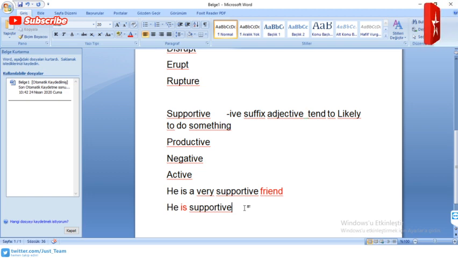We can use it also in a continuous tense, such as he is being supportive. The continuous tense there, of course, shows that this action is temporary. We could also use it in a perfect tense: he has been very supportive of my project until now. Let's go back to the slides.